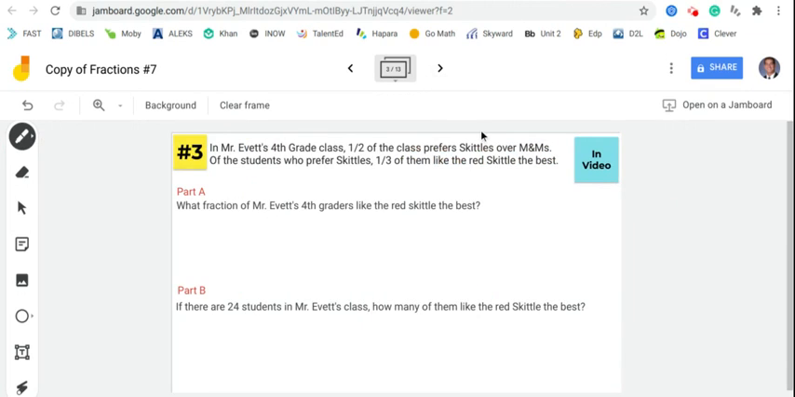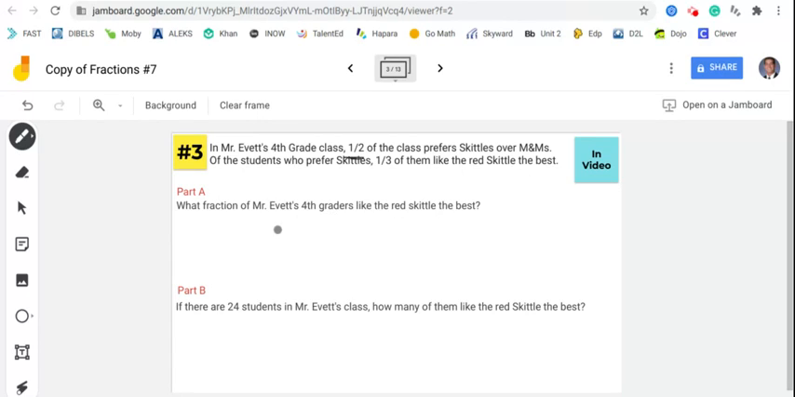Last example in this video is number 3, a little word problem here. It says this. Here's the situation. In Mr. Evatt's 4th grade class, 1/2 of the class prefers Skittles over M&Ms. Of the students who prefer Skittles, 1/3 of them like the red Skittle the best. So that's the situation. Here's the question in part A. It says, what fraction of Mr. Evatt's 4th graders like the red Skittle the best? Okay, so first off, it says in the situation, 1/2 of the class prefers Skittles.